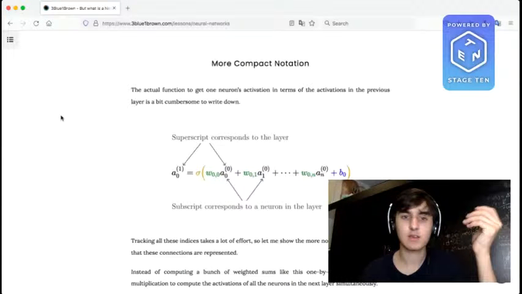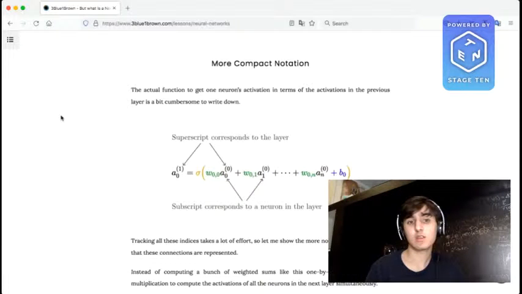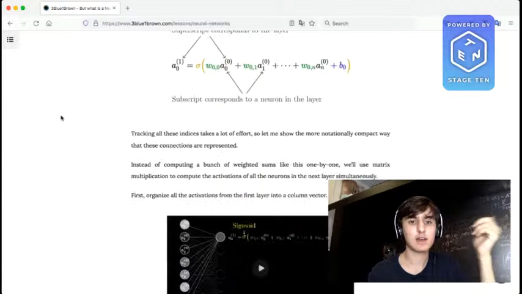Let's continue. More compact notation. The actual function to get one neuron's activation in terms of the activations in the previous layer is a bit cumbersome to write down. So we have the sigmoid function, and as input we are taking the weighted sum, and this is only for one neuron, so imagine doing this for all the neurons. Tracking all the indices takes a lot of effort, so let me show the more notationally compact way that these connections are represented.